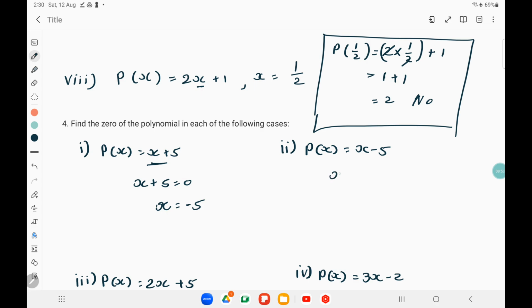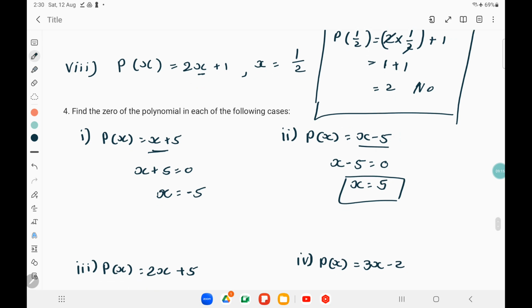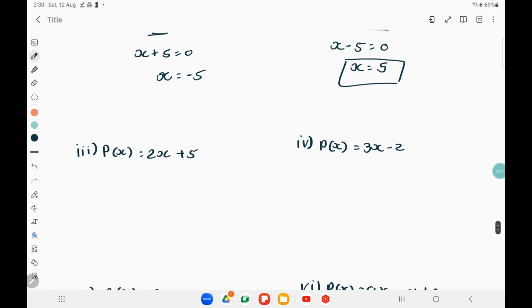Okay, here for the second example, because we have to find the 0 of this polynomial, that's why we make the given polynomial equal to 0. We write it like that. And x equal to, we move the minus 5, we change the side, we change the sign. So negative becomes positive. So 5 is a 0 of this polynomial. Okay, let's move on to the next question.